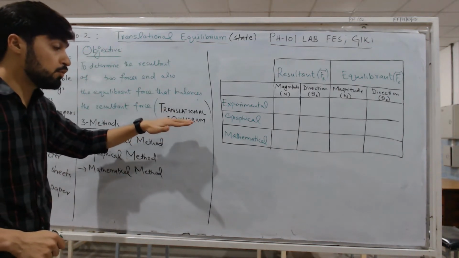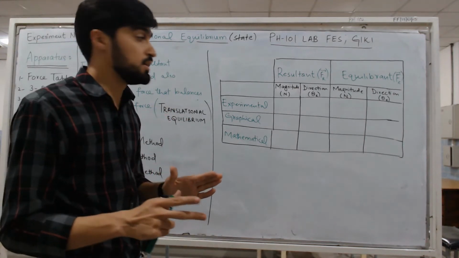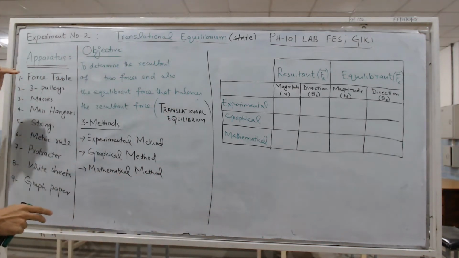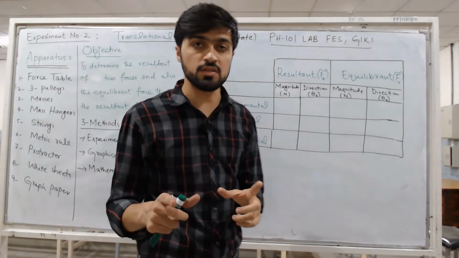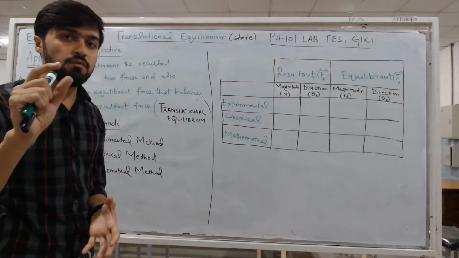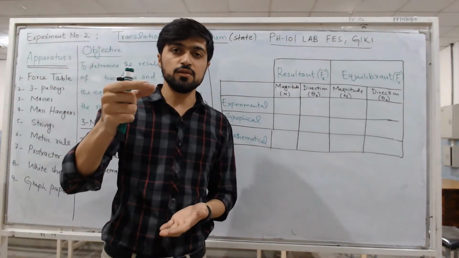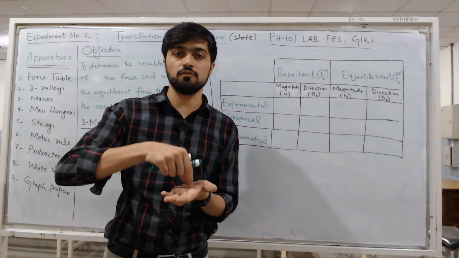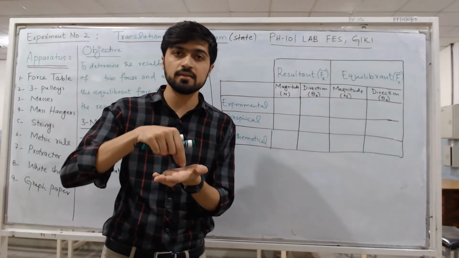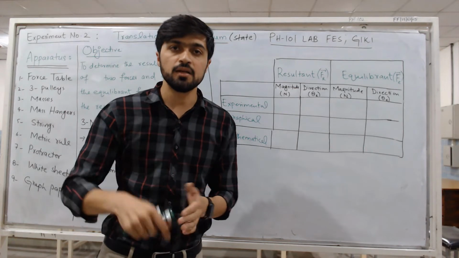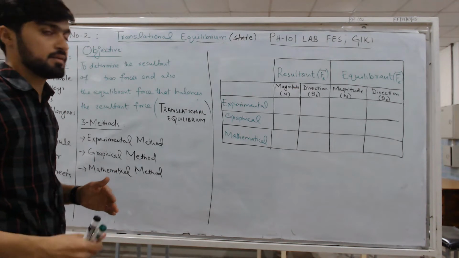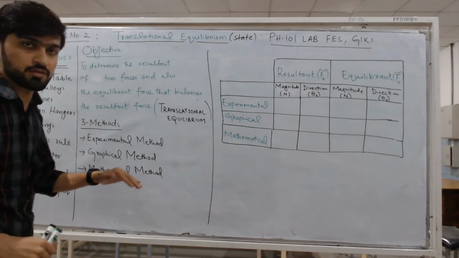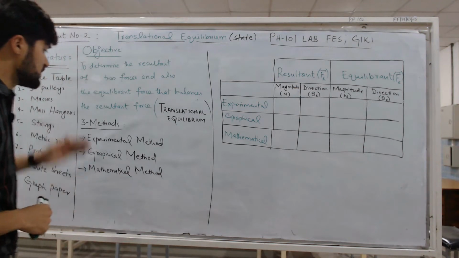And how do we know that the system is in translational equilibrium? We will be using the force table. There will be certain forces, and in order to balance those forces, there will be a ring, and we will be using that ring to place it exactly at the center of the force table. When it is exactly at the anchor point at the center, which we will demonstrate in our experimental part, the forces are balanced. We will discuss later how to balance the forces using the force table. So this is the apparatus needed.